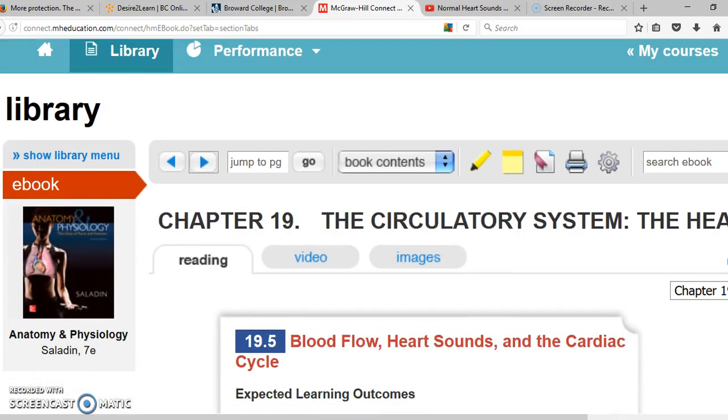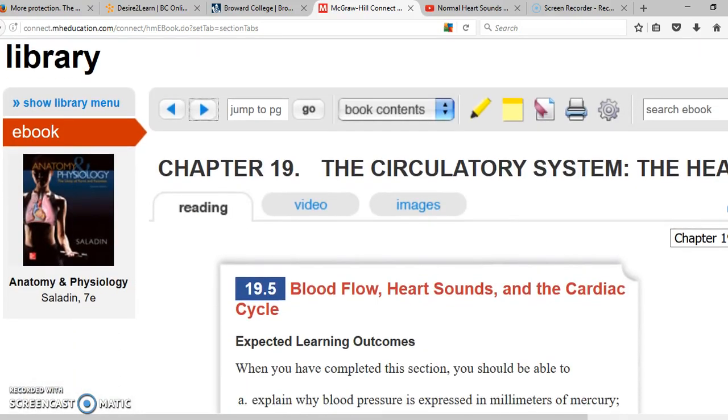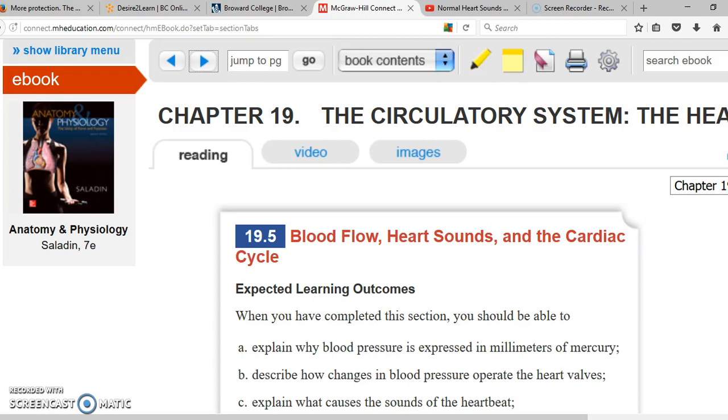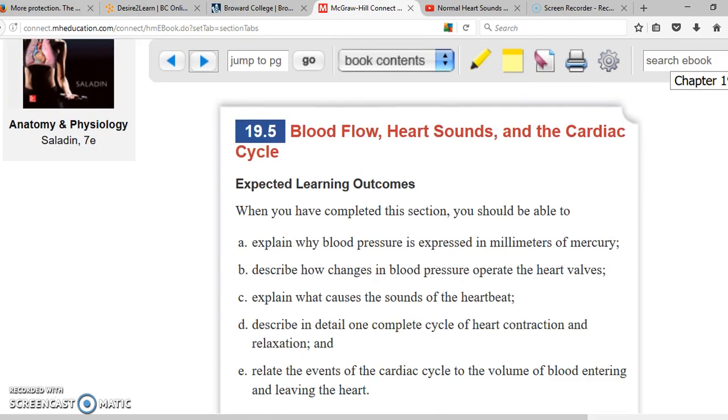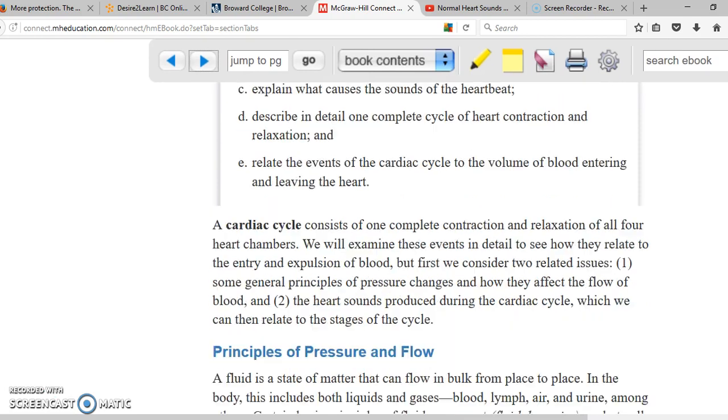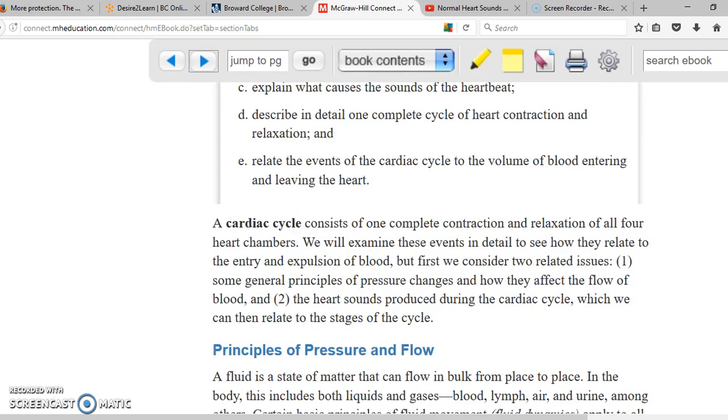So the next item in the cardiac chapter, in the heart chapter, is blood flow, heart sounds, and the cardiac cycle. The cardiac cycle is the sequence of events that happens between the relaxation and contraction of the heart. Relaxation is called diastole, contraction is called systole.